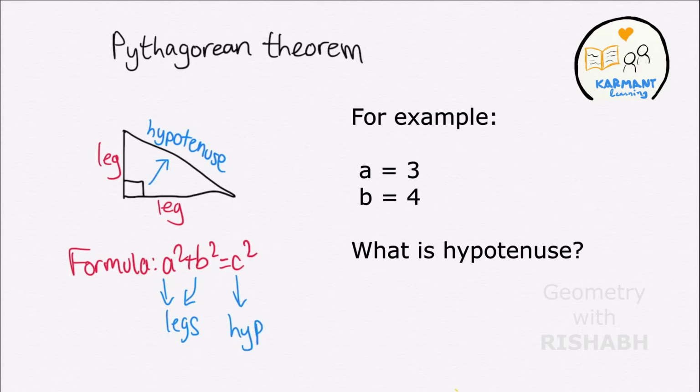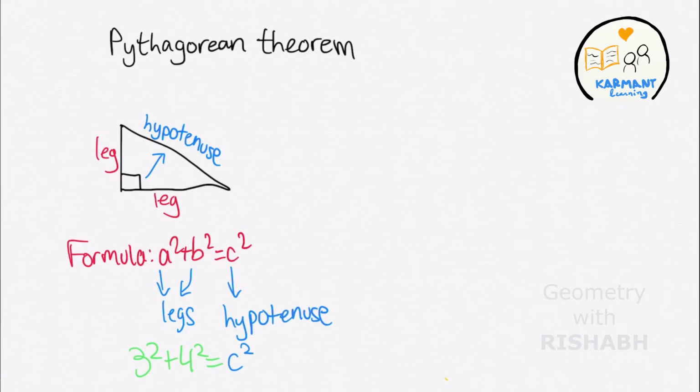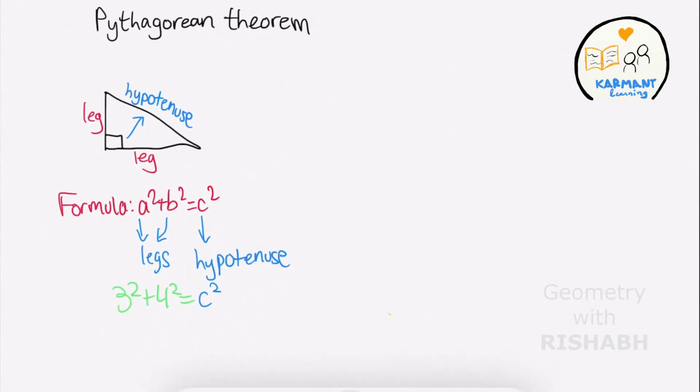For example, if one leg is 3 units and the other leg is 4 units, what is the hypotenuse? So the equation in this problem is 3 squared plus 4 squared is equal to c squared. First, simplify the numbers you already have squared. Simplify 3 squared to 9 and 4 squared to 16. Then you add up the simplified squares. So 9 plus 16 is equal to c squared. 9 plus 16 equals 25, so now what's left is the hypotenuse.